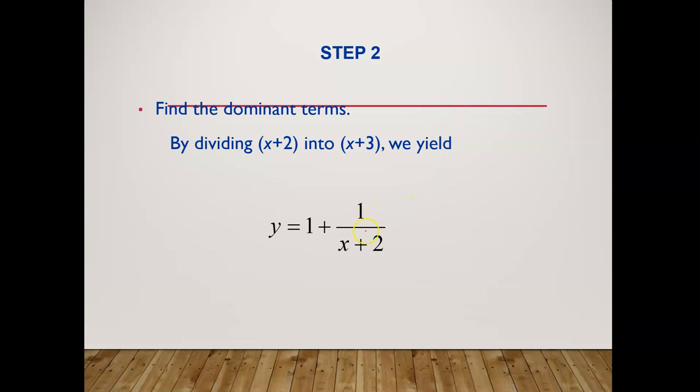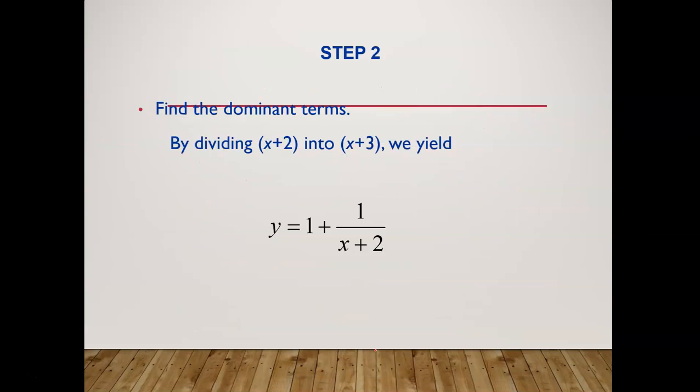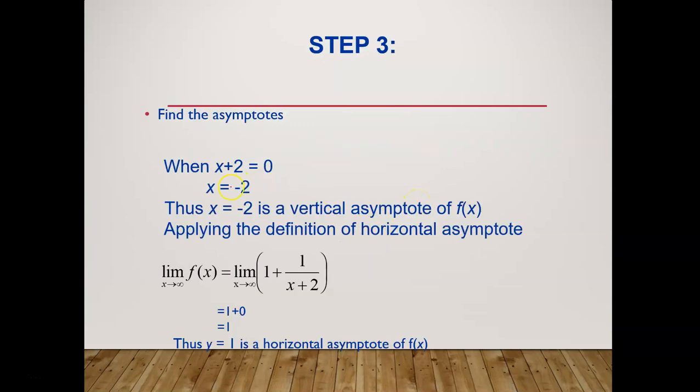So 1 plus 1 over x plus 2, because your graph is having the same highest power of x, 1 and 1, so we can divide it. So we get this 1 plus 1 over x plus 2. Okay, find the asymptote. So x = -2 is the vertical asymptote. So once you get that vertical asymptote, you have to look at what happened to your graph when x is approaching your vertical asymptote from the positive side and from the negative side.